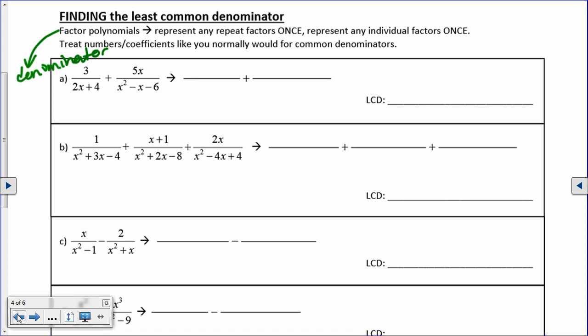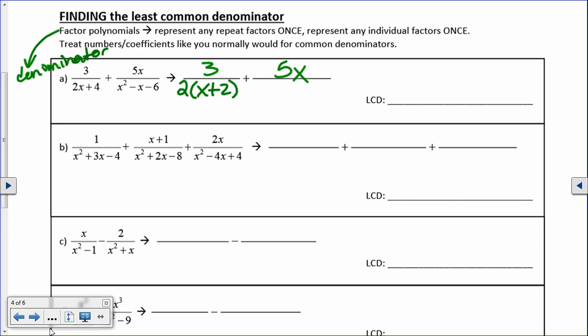Let me show you what I mean. So we're not going to touch the numerators. And this is always true. You just jot down what the numerators are without changing them. It's the denominators that we have to factor. Okay? So I'm going to take my first denominator here. How would I factor that? Greatest common factor, 2. So that becomes 2 times x plus 2.